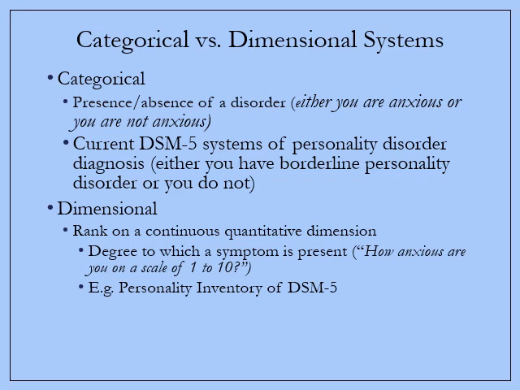An example of this is the personality inventory, this alternative system of diagnosis in Section 3 of the DSM-5, where people are rated on personality facets rather than going down the list of criteria to determine whether or not they have a disorder.